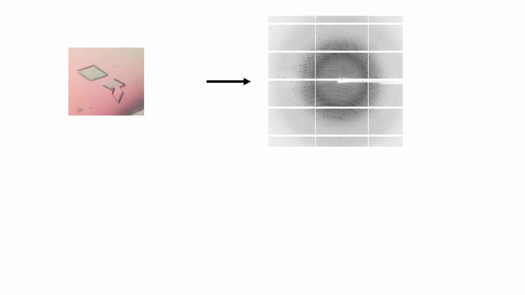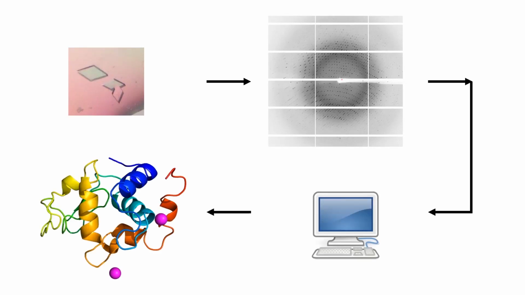In the case of a completely novel protein, heavy atoms need to be introduced into the crystal to produce a derivatized crystal. X-ray diffraction data is collected from the derivatized crystal and has to be computationally solved to produce an X-ray crystal structure.